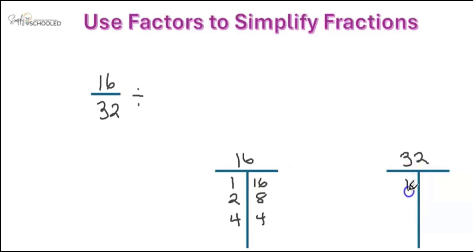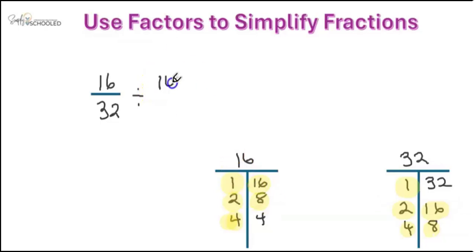Now the factors of 32, we'll start with 1 times 32. We have 2 times 16. We have 4 times 8. And that's all there is. So we look for the same factor in both of them. You can see that they both have 1. They both have 16. They both have 2. They both have 8. And they both have 4. They have a lot of the same factors. But what we want to choose is the largest one, which is 16.